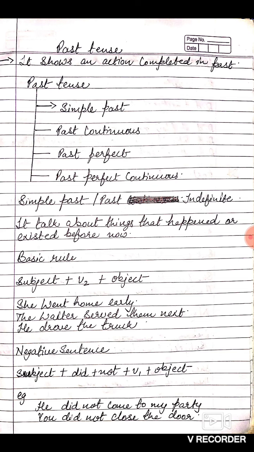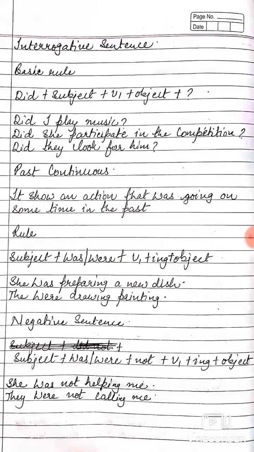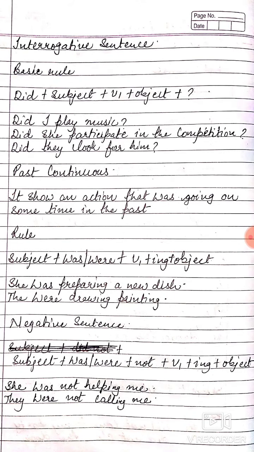Okay, so next we'll learn how to form an interrogative sentence in simple past tense. It's so simple. By simply introducing did, you can easily form an interrogative sentence. No matter whether it's singular or plural, did is used with both of them. Okay, so the rule you need to follow while forming an interrogative sentence in simple past is: did plus subject plus v1, first form of verb, plus object. So look at the examples we have. Did I play music? Did she participate in the competition? Did they look for him?